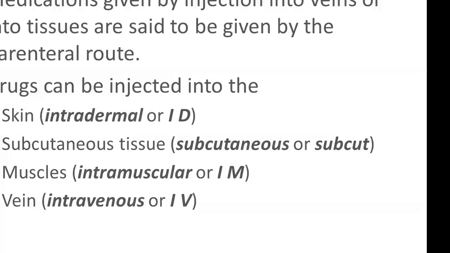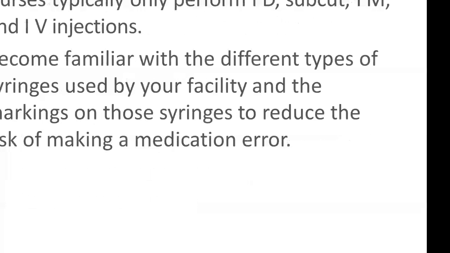We will get to IV later on, because your second checkoff in Nursing 124 will be in week 7, where you will be checked off on starting an IV. So those are the various ways in which we can give medications into the tissues. Nurses typically only perform ID, sub-Q, IM, and IV injections. Become familiar with the different types of syringes used by your facility and the markings on those syringes to reduce the risk of making a medication error.